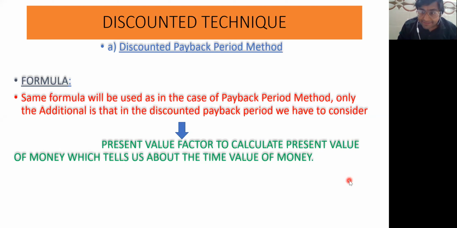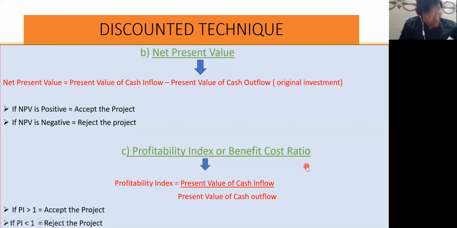Now, the second, which I told you in the last lecture, is NPV, net present value. Here we have to see the formula. In the last lecture, we saw the theory. So net present value is equal to present value of cash inflow minus present value of cash outflow.